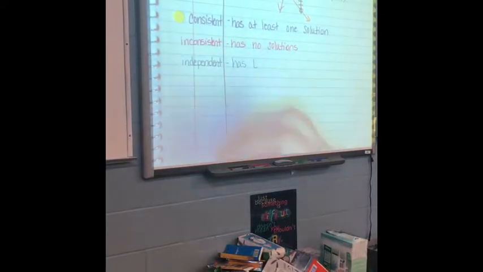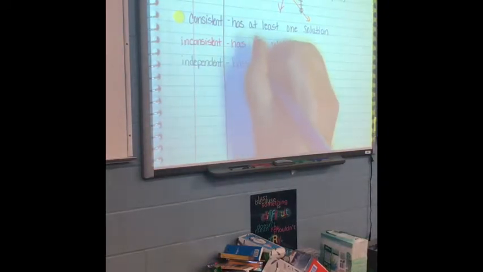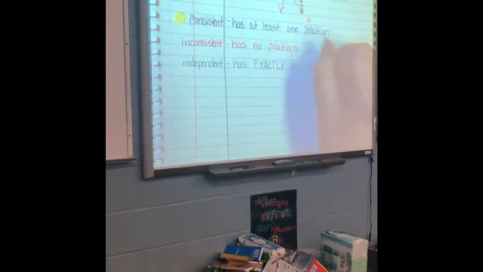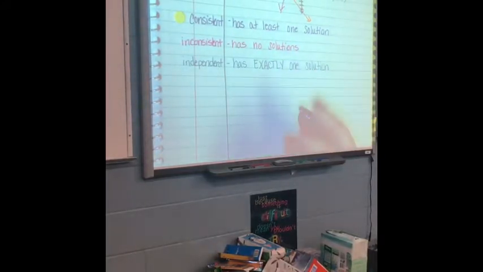All right, so consistent: having at least one solution. They intersect just at least once, if not more times. Inconsistent has no solutions. What kind of line system would be inconsistent? Parallel lines, yep. Independent has exactly one solution. That's what we've been looking up above, those intersecting lines.